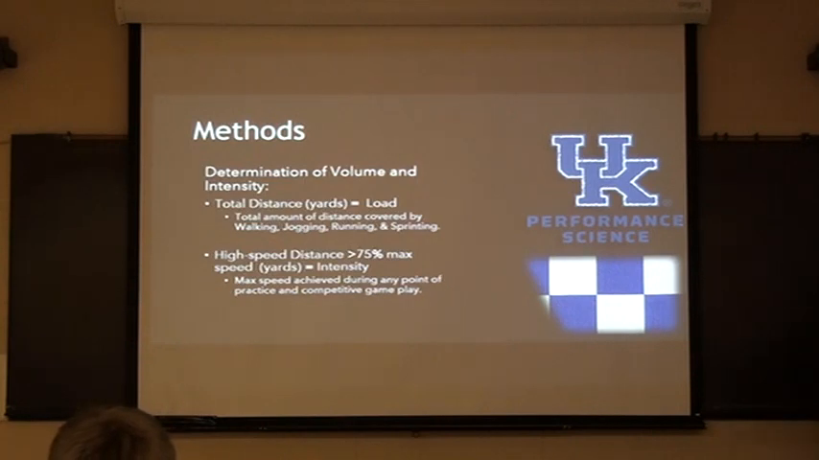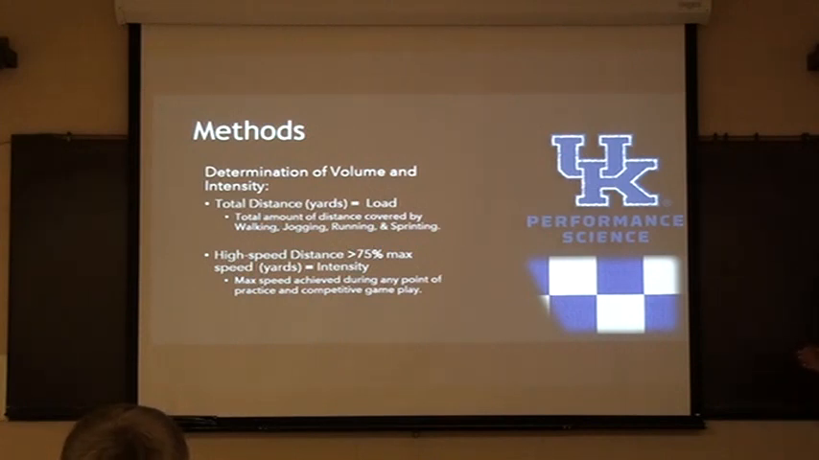Going into what Anzi asked, my definition of load was total distance, and this was basically any distance accumulated from walking, jogging, running, or sprinting. High speed distance was anything 75% or greater than their max speed. I used basically however fast they ran in the practice or game and took 75% of that.